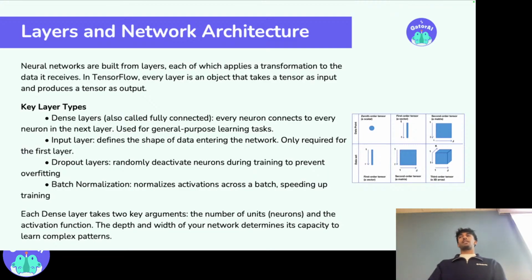Two other important layers to know for today are dropout and batch normalization. Dropout randomly zeros out a fraction of a layer's neuron outputs during each training step, and you specify the dropout rate. For example, 0.2 means 20% of neurons are switched off randomly during each step.